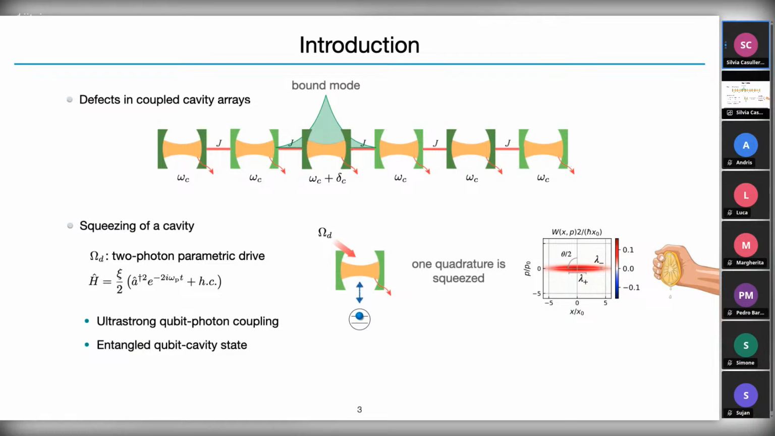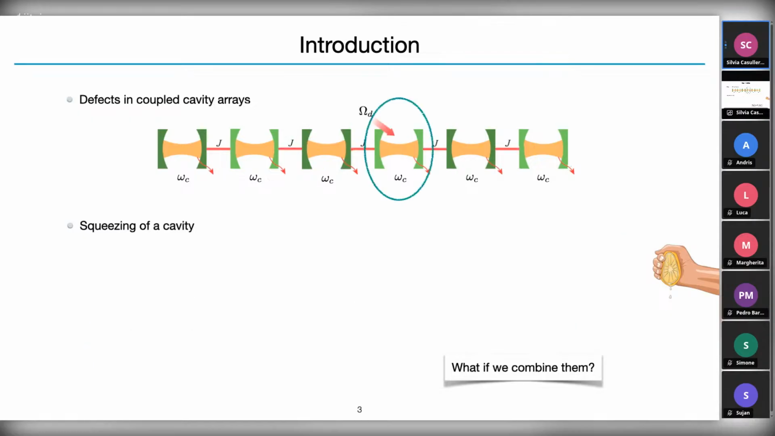So here we had these two effects, and what we did was think what happens if we combine them. We are thinking that we have an array, and one of these cavities is like a defect, but in this case the defect is applying squeezing. And that's why we call it local squeezing, because it's not squeezing in all the cavities, it's just in one. Let's say, for instance, the one that is highlighted there.